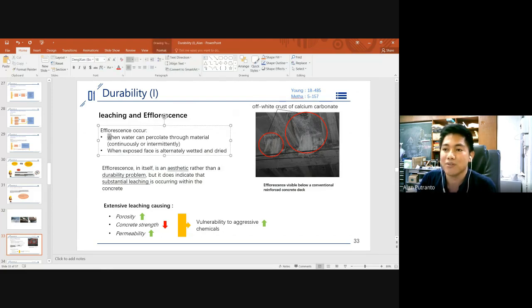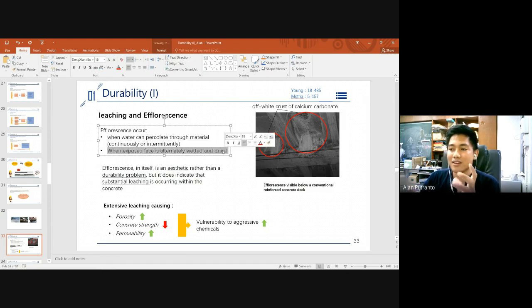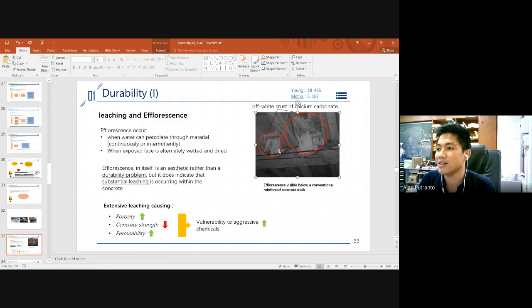Efflorescence occurs when water can percolate through material, either continuously or intermittently, and it also occurs when the exposed face is alternately wetted and dried. This kind of cyclic wetting and drying happens and then repeats again and again. That's why efflorescence may occur. You can see from this figure, I made some red circles. This is the off-white crust of calcium carbonate. This is efflorescence visible below the concrete decks, I think.